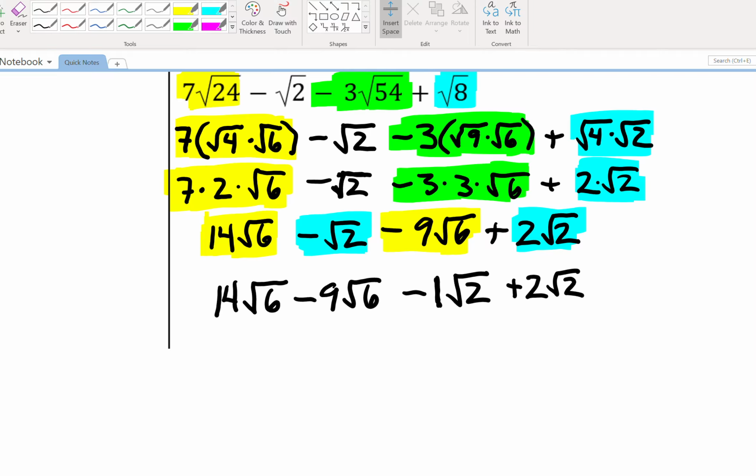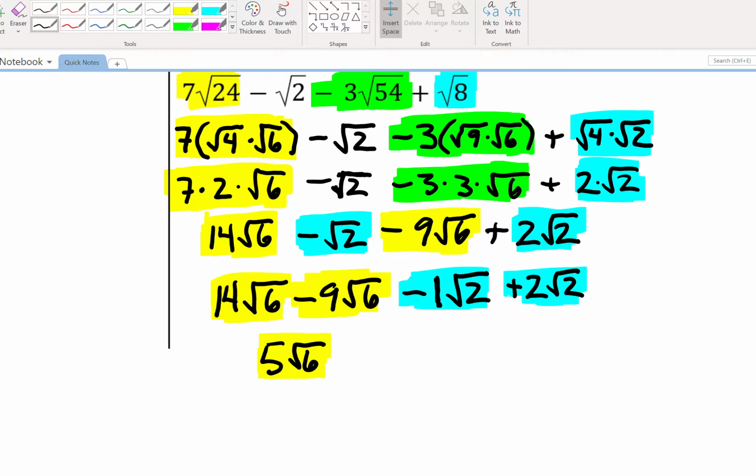And yeah, I just moved those around. I didn't change anything. This minus 1 root 2 is the same as that minus root 2. And then I've got plus 2 root 2. And then over here I've got 14 square root of 6 and minus 9 square root of 6. I brought them all together. And now I can combine those that are like terms. 14 roots of 6 minus 9 roots of 6, that would be 5 roots of 6. 5 square root of 6, or 5 rad 6.